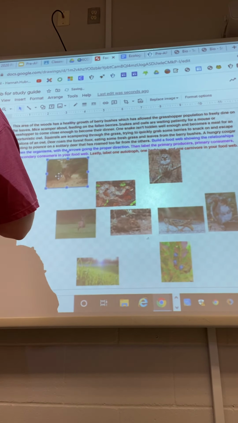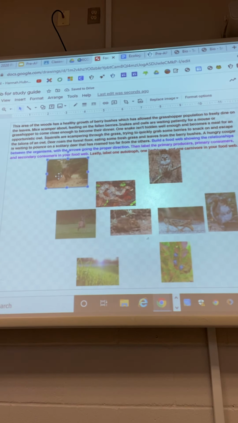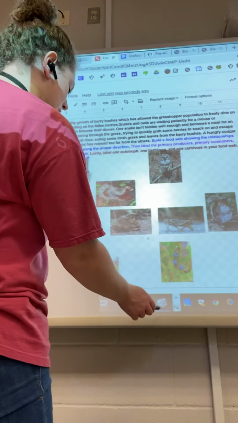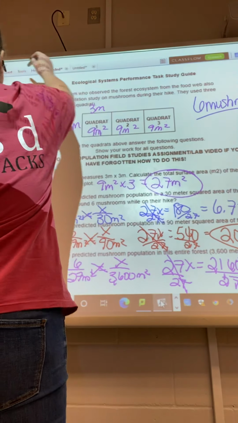Put this up here. Build a food web showing the relationships between the organisms with the arrows going the proper direction. Then label the primary producers, primary consumers, and secondary consumers in your food web. Lastly, label one autotroph, one herbivore, and one carnivore in your food web. So I've got them in all the right spots. So now it's time to do those arrows, y'all.